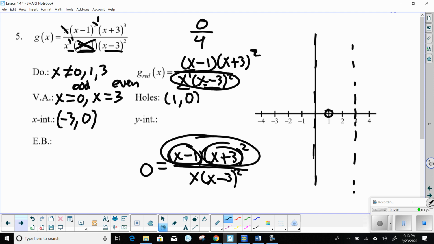For the y-intercept, we plug 0 in for x. The problem is you can't plug 0 in for x. We said x cannot equal 0. There's a vertical asymptote there. That means that there is no y-intercept.